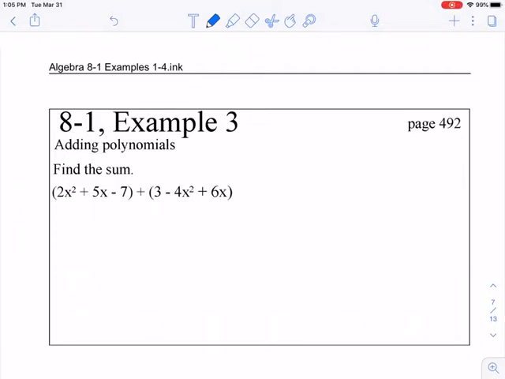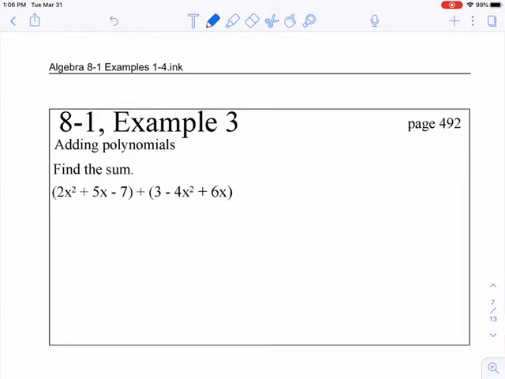Now we are at example 3 where we are going to add these polynomials together. So if we look at what we've got written down here, we've got this find the sum, and you've got two polynomials that are inside of parentheses. So the very first thing you're going to want to do when you do these is get rid of the parentheses so we can start combining like terms.